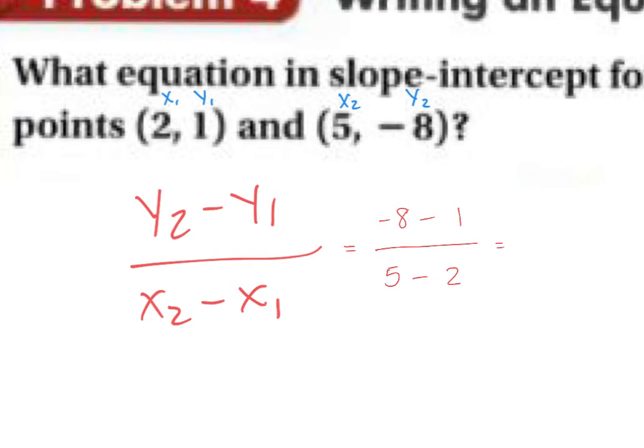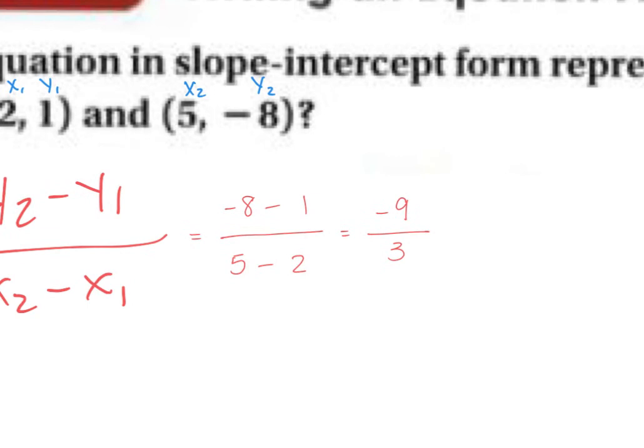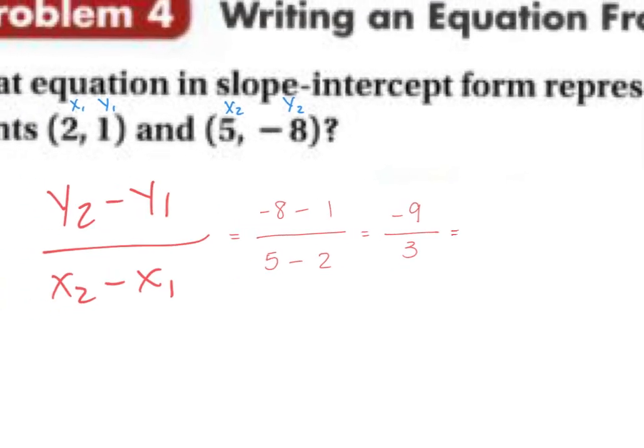From here, guys, we've got -9, because -8 minus 1 is -9, divided by 5 minus 2, which is just 3. Does that simplify, or do we leave it as -9 over 3? What does it simplify to, guys? -3. Beautiful.